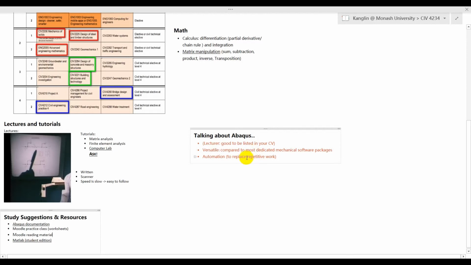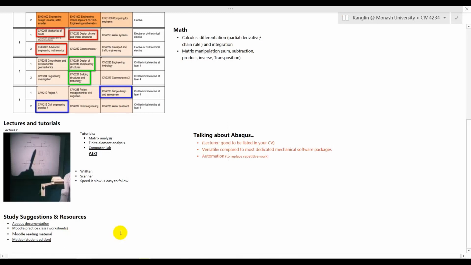Talking about automation, that's my favorite part about Abaqus. After taking this unit, I have learned to use Python to manipulate the software to replace some repetitive work. Some study suggestions are listed here. Make good use of the Abaqus documentation when you're learning it. Take advantage of the Moodle practice classes, that means the worksheets and some Moodle reading materials. Those are really important for your comprehension, and I would also recommend you download the MATLAB Student Edition.